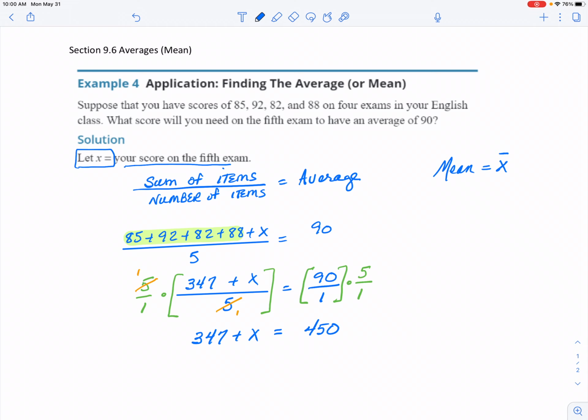And I don't need to write that 1 down now. I like to write it down when I'm actually doing the multiplication, so I'm sure on what's in the numerator and what's in the denominator. All right, so the last step here is to subtract off this 347.